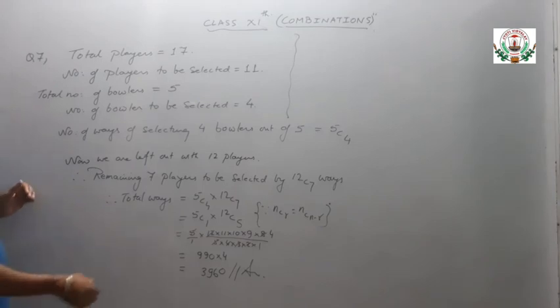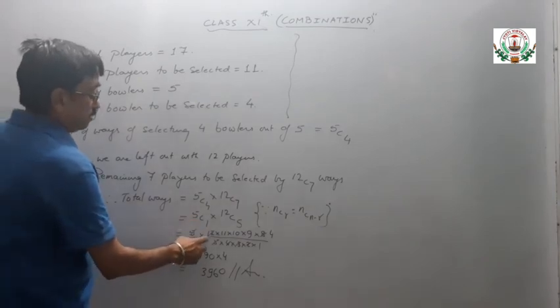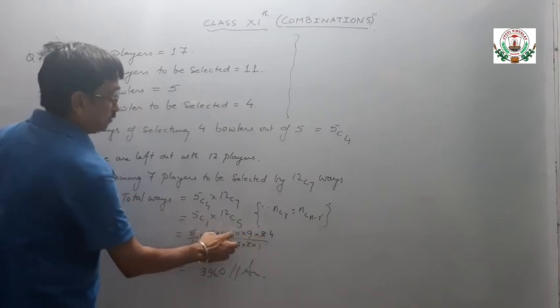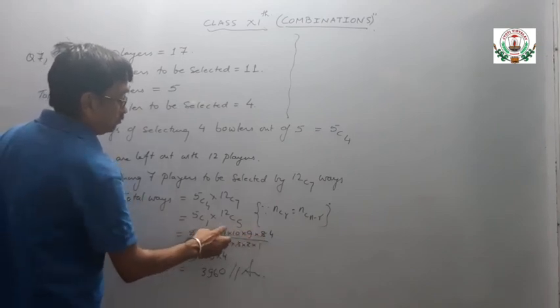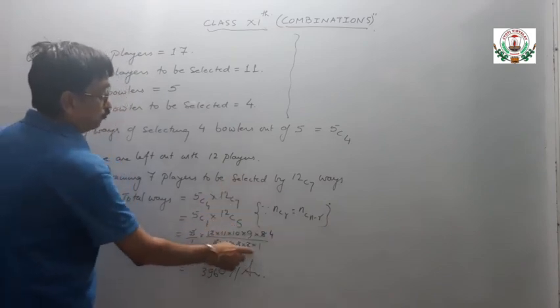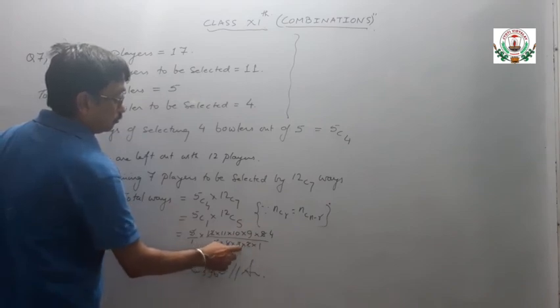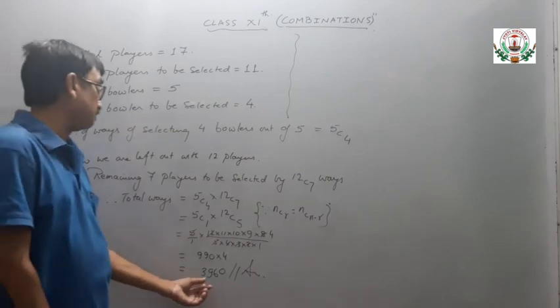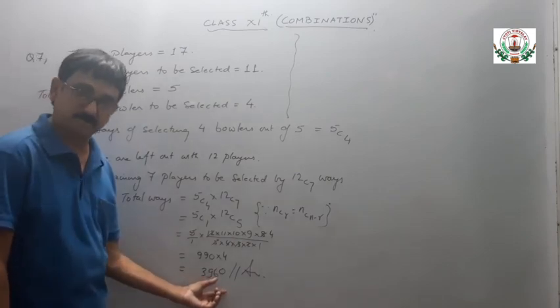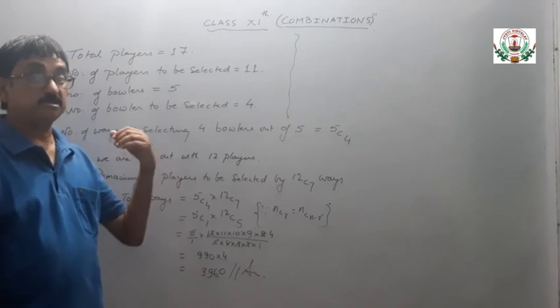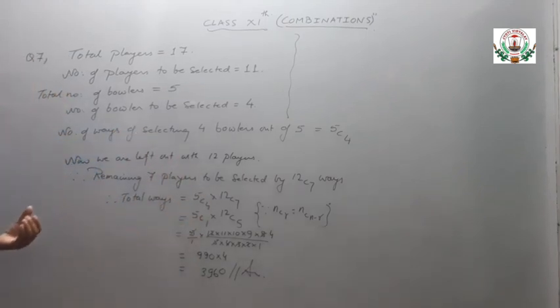And directly, 5 upon 1: from 12 we start and take 5 numbers descending, 12 into 11 into 10 into 9 into 8, over 1, 2, 3, 4, 5, stop. The r value is 5, so up to 1 you take the product, 5 into 4 into 3 into 2 into 1. After simplification and cancellation, we get 3960 total ways.